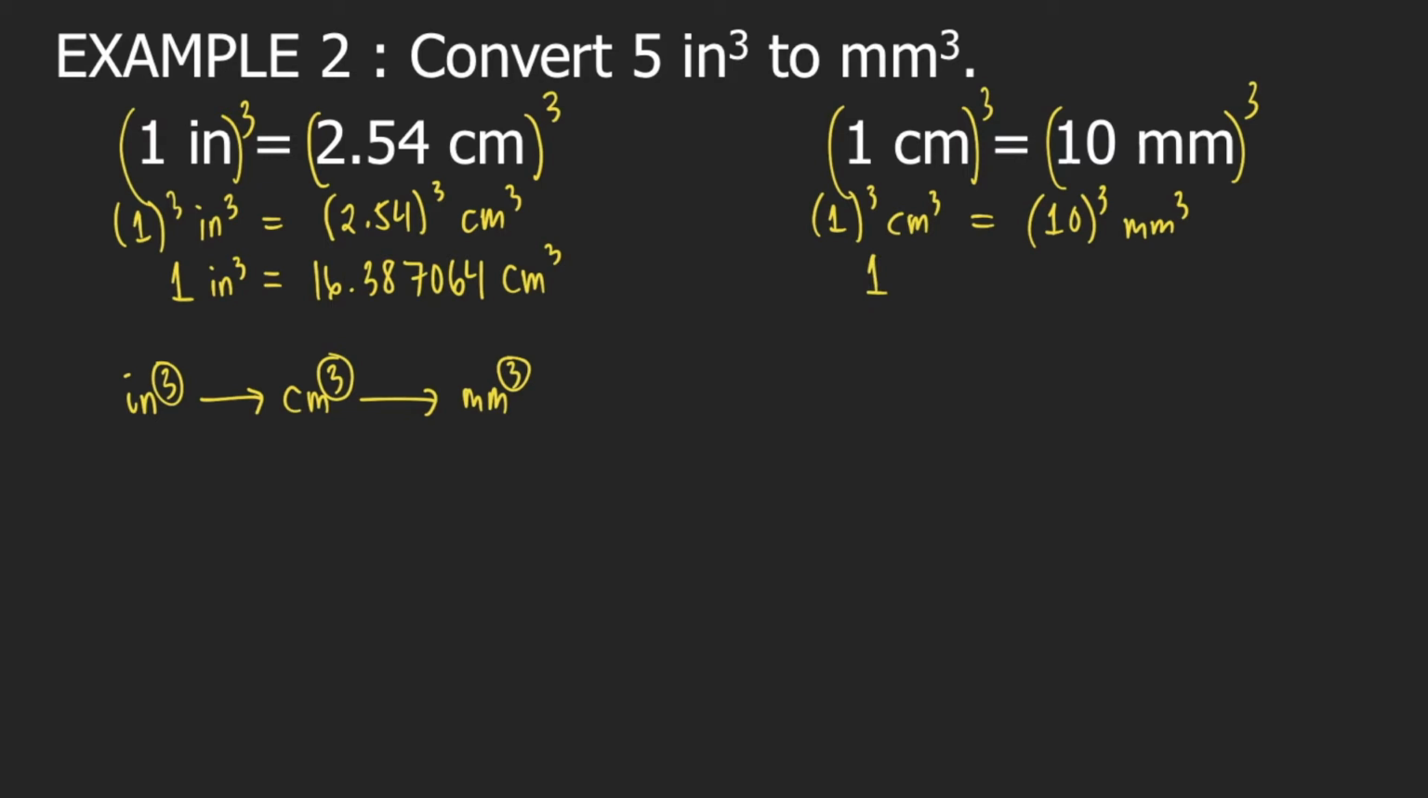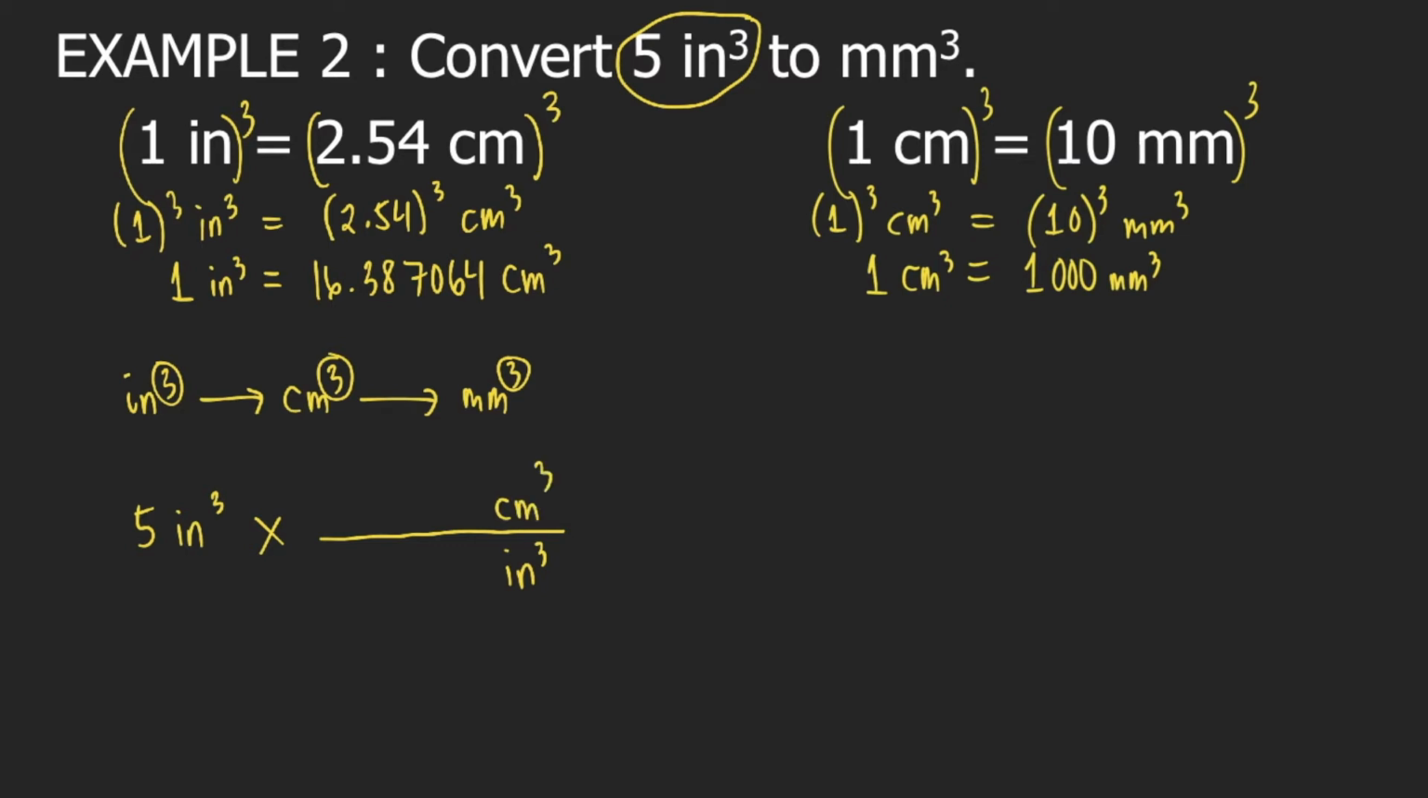And on the right side, this becomes 1 cubed cm cubed equal to 10 cubed millimeters cubed. Again, 1 cubed is just 1, and 10 raised to 3 is equal to 1,000. Then we can start our dimensional analysis. So the given is 5 inches cubed. We want to cancel cubic inches, so we will put the other cubic inches on the bottom, and on top we put cubic centimeters.